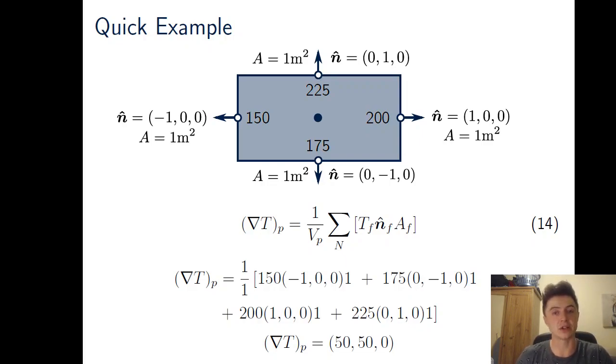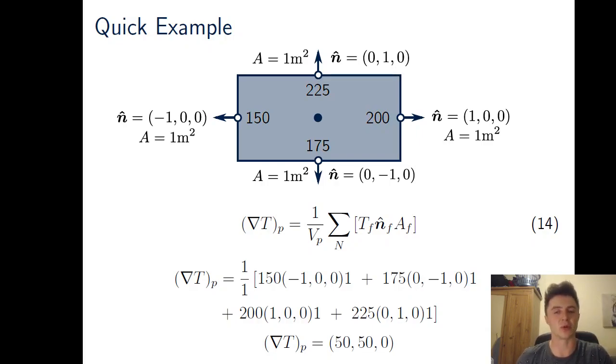And at the face center of each of these cells, we've got a temperature of 150 on the left, 175 on the bottom, 200 on the right, and 225 on the top. To work out the temperature gradient at the centroid of this cell, we take each of those faces in turn, take the temperature, multiply it by the normal vector and the area, and then add them up. If you follow equation 15, you can get that expression. Then divide by the volume, which in this case is 1 because it's a square, and we get the gradient is 50, 50, and 0, 3 components.